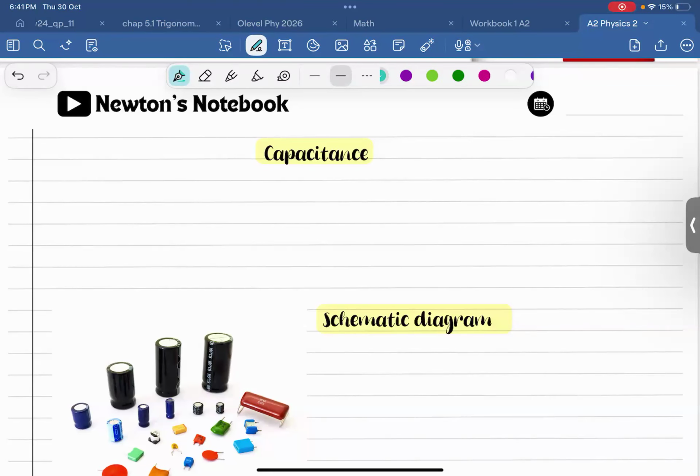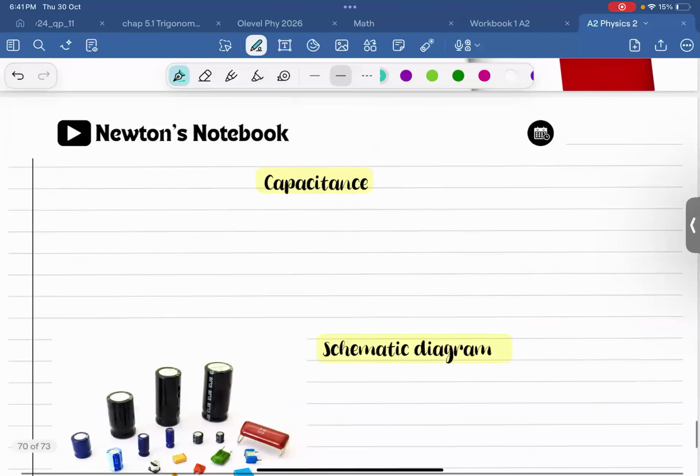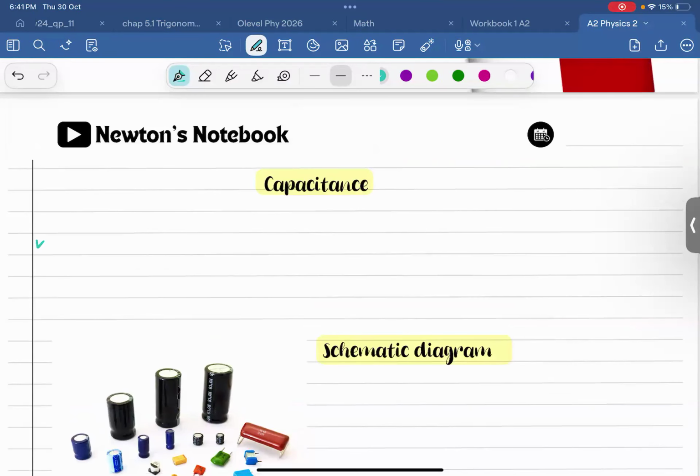Okay, so in capacitance, we are going to be discussing the first thing: the basic or simple concepts of capacitance. Okay, basics of capacitance.